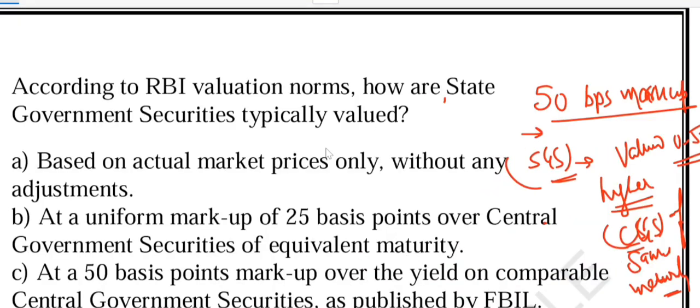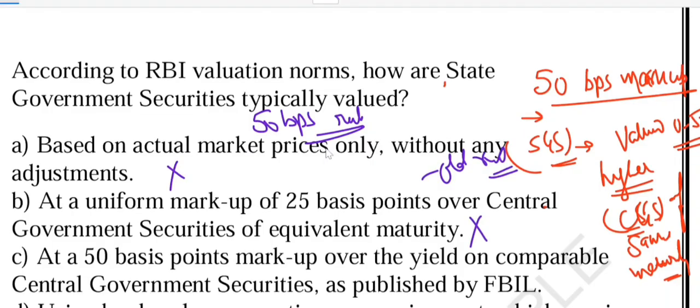First option says based on actual market price only without any adjustment. This is wrong because the RBI mandates the 50 BPS rule. Remember, there is a 50 BPS rule unless a recent rate exists. Then option B, at a uniform markup of 25 basis points over the central government security of equivalent maturity. This is also wrong. This was the old rule, updated to 50 BPS now.